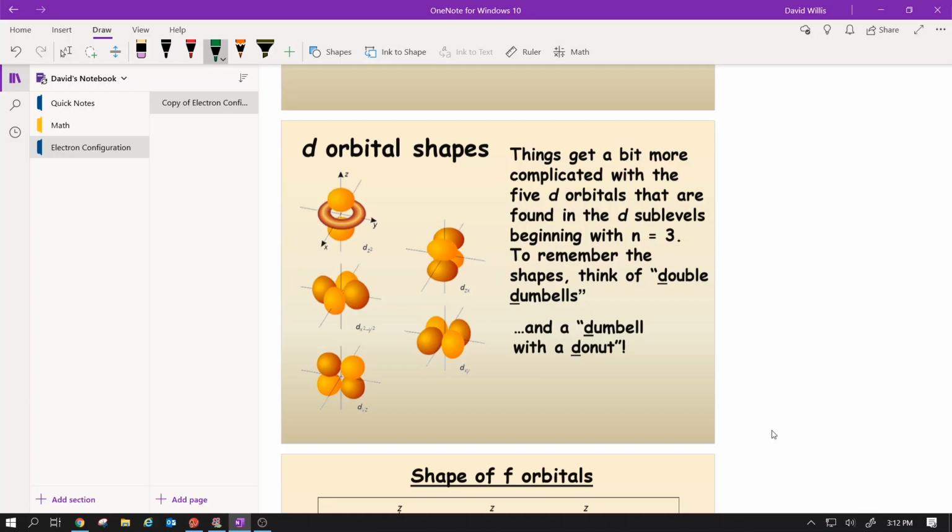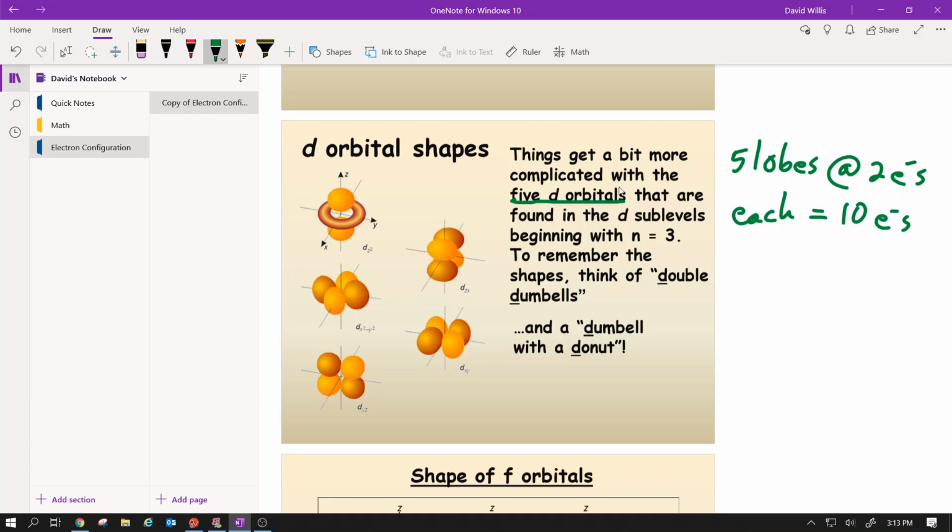The S holds 2 electrons. The P has 3 lobes, so it holds 6 electrons. The D, ready for this, has 5 lobes at 2 electrons each. So how many can my d orbital hold? 10.